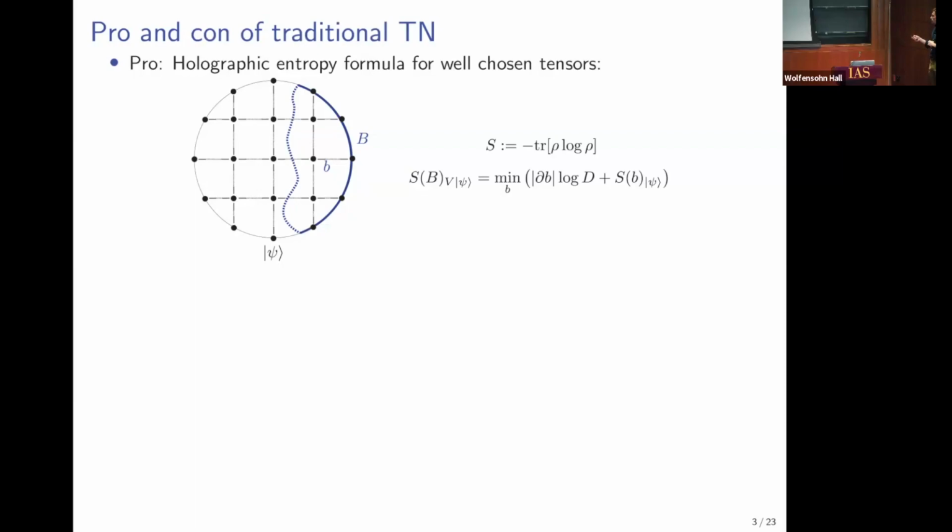And the other quantity you associate to such a cut is this von Neumann entropy of the region, of the degrees of freedom between that cut and capital B. If you add those together, that gives you a quantity. And if you find the minimum of such quantities over all cuts, it turns out that gives you the von Neumann entropy of this boundary region, capital B. Capital V here is the tensor network. It's the holographic map, so.